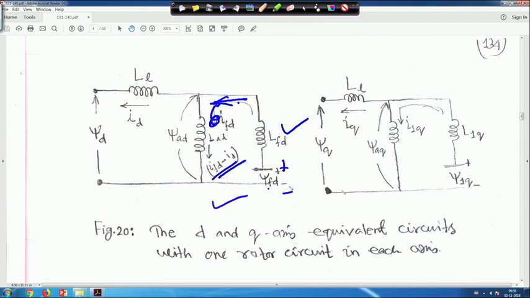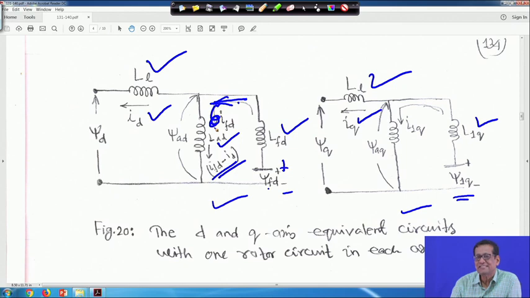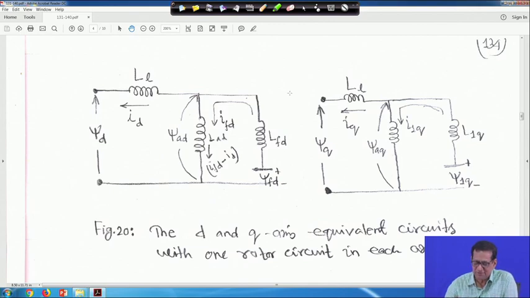So, this is the d axis and this is the q axis; this is psi_1q, this is L_1q, and this is psi_aq, this is psi_q, and this is I_q, and this is L_l, capital L suffix l, and this current is I_d, this current is I_q, and this is L_ad, right. So, the d and q axis equivalent circuit with one rotor circuit in each axis. Whatever equations we have seen before, you can represent this way. If you put the circuit like this, it will be analogous to the DC circuit, right. So, from this also you can write all these equations.